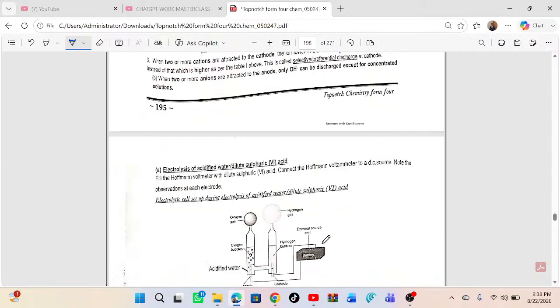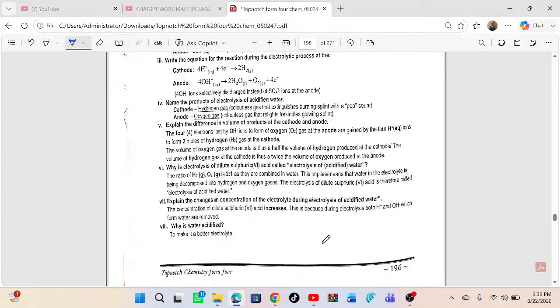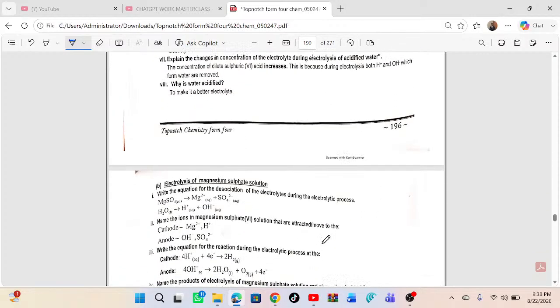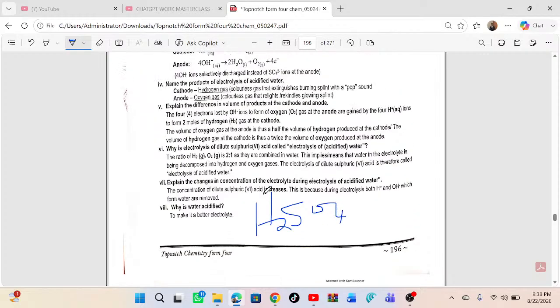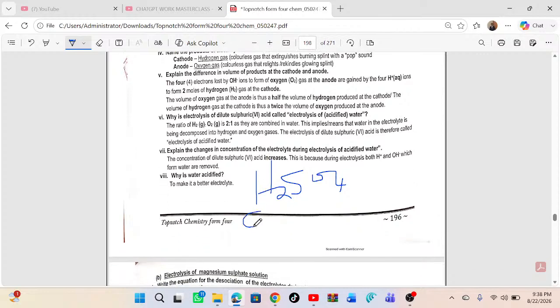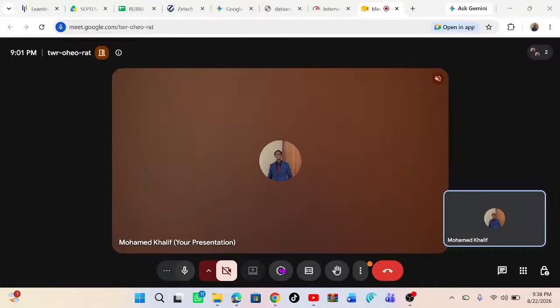So hebu wacha niulize swali moja sasa. Let me ask a certain question here. Nataka sasa sulfuric acid. Nataka uniambie sulfuric acid cathode yake and anode yake. So sulfuric acid cathode yake itakuwa aje? You can write it somewhere or you can unmute yourself and talk.